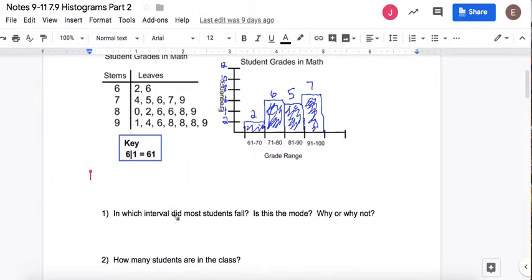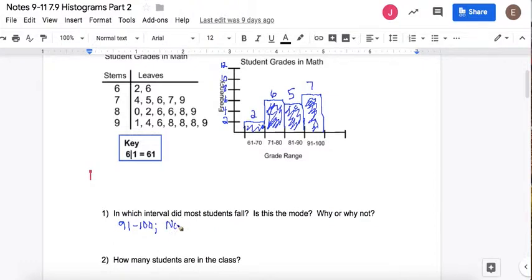Okay, now let's answer the questions. It says, in which interval did most students fall? So if you look at this, the highest frequency is 7, so the interval is 91 to 100. Now it says, is this the mode? So is 91 to 100 the number that appears the most often? No, it's an interval. Remember, mode is the number that appears most often, so you can't tell.